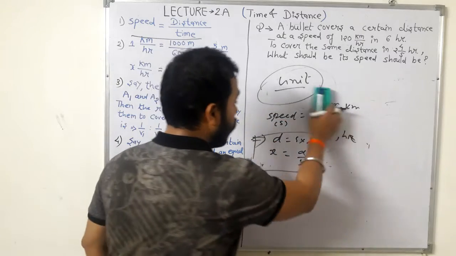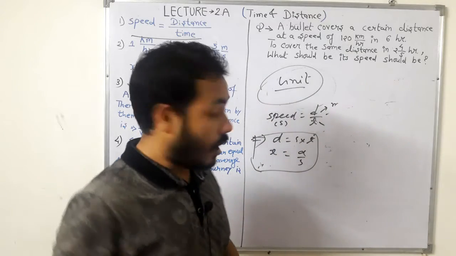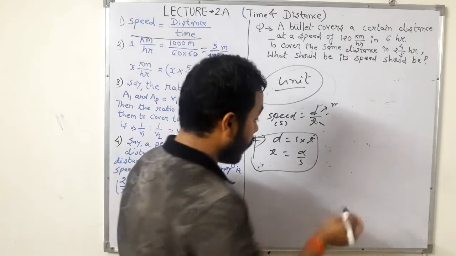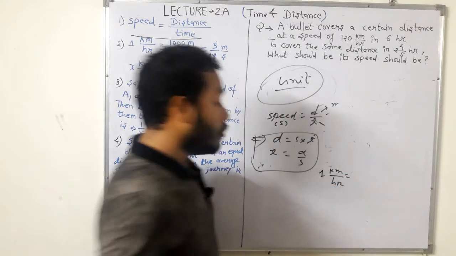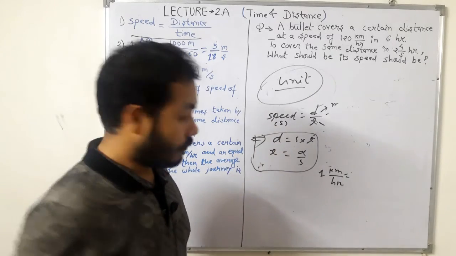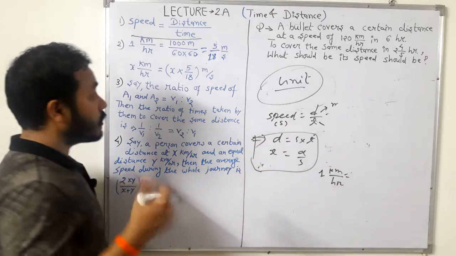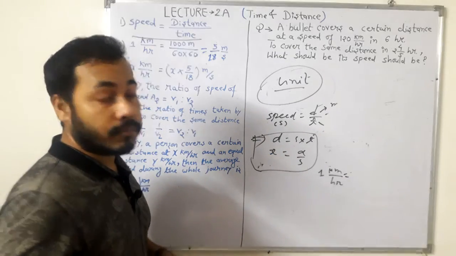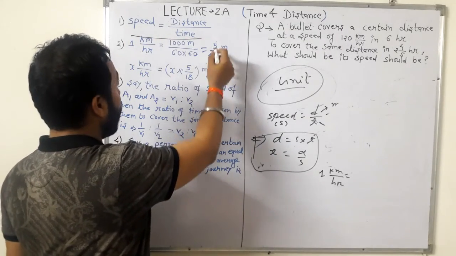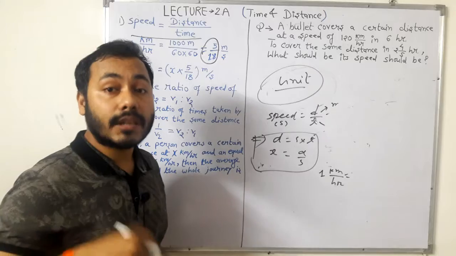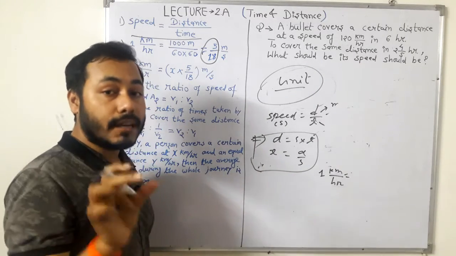Suppose we have been given kilometer per hour, say 1 kilometer per hour. What would it be in meter per second? Let's calculate it. Although we have a very short formula for that, so that the next time you can just pick it up: 1 kilometer per hour is nothing but 5 by 18 meter per second. Just remember, 1 kilometer per hour is equal to 5 by 18 meter per second.